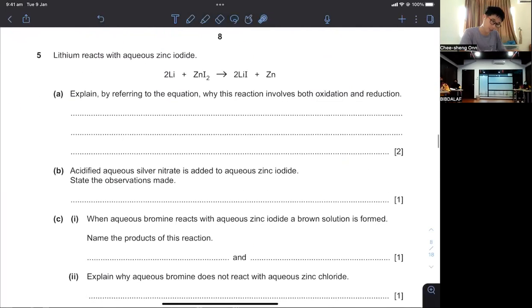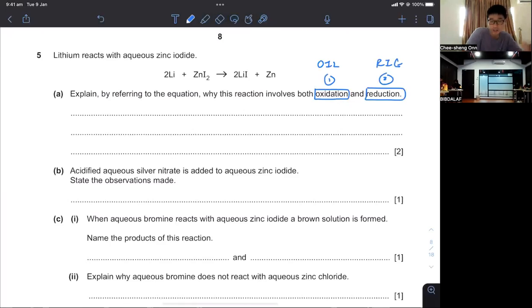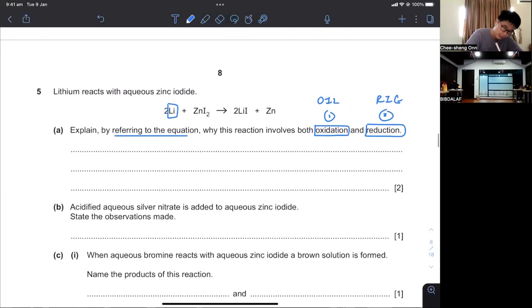Now moving on to the next question. So here, this is a redox reaction. Why does it involve oxidation? And why does it involve reduction? So we know about OIL RIG. If you know oxidation numbers, you can use them, but they did say refer to the equations. So here, one thing to keep in mind is that this is lithium metal.